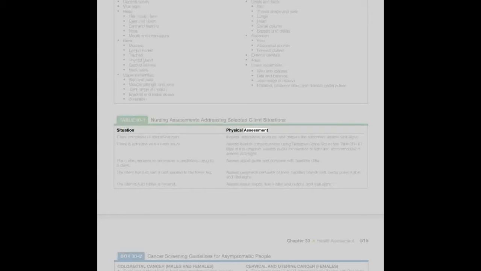Table 30-1, nursing assessments addressing selected client situations. Situation and physical assessment. Client complains of abdominal pain: inspect, auscultate, percuss, and palpate the abdomen. Assess vital signs. Client is admitted with a head injury: assess level of consciousness using the Glasgow Coma Scale. See Table 30-10 later in this chapter. Assess pupils for reaction to light and accommodation.